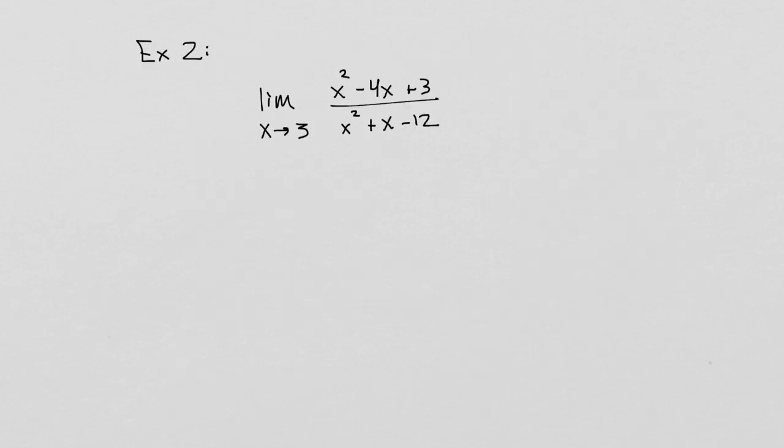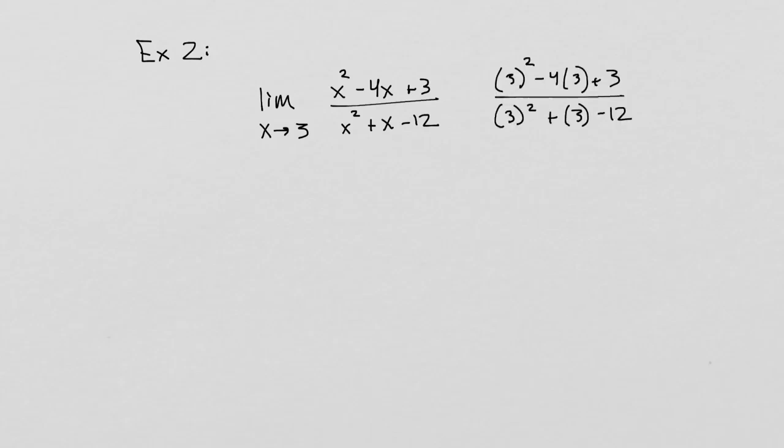All right, let's look at another example. We're going to find the limit of this function x squared minus 4x plus 3 all over x squared plus x minus 12 as x approaches 3. So again, same step 1, we're going to try to figure out what happens when we plug 3 in for x. We're going to attempt direct substitution and see what happens.